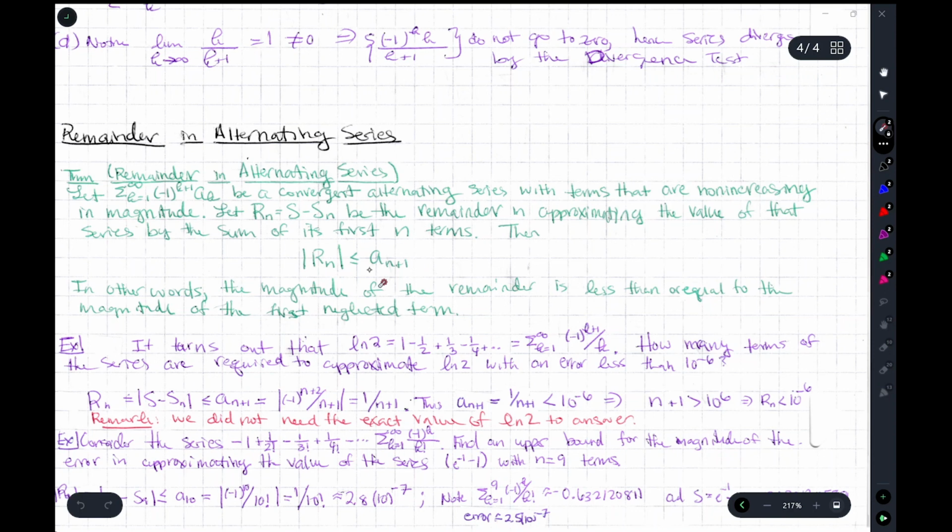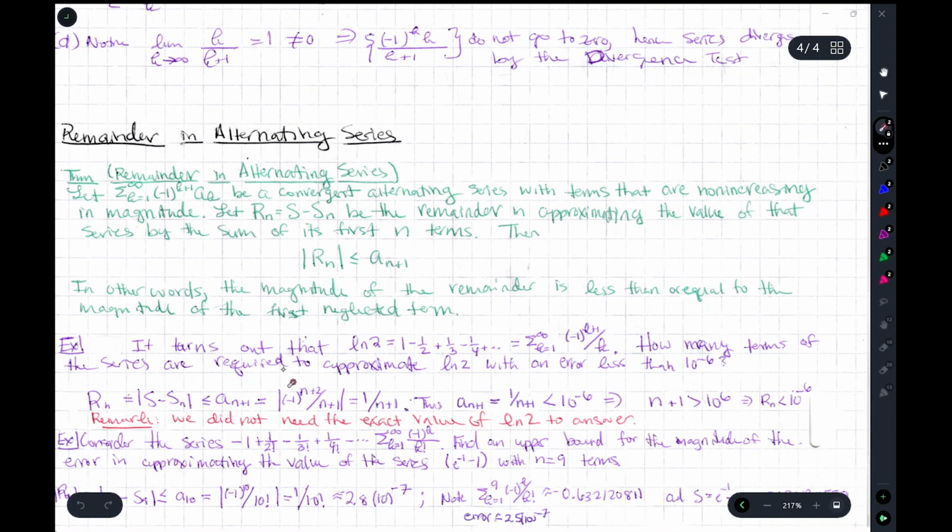Then the remainder is less than or equal to the absolute value of the n plus 1 term, okay? Of course, we factored out the minus sign, so this should be positive. In other words, the magnitude of the remainder is less than or equal to the magnitude of the first neglected term, okay? Before, for just regular series, we had to bound the remainder by taking the integral, if you'll recall. Here with the alternating series, it's less than or equal to the first neglected term, okay? And so that's a really cool result to have.